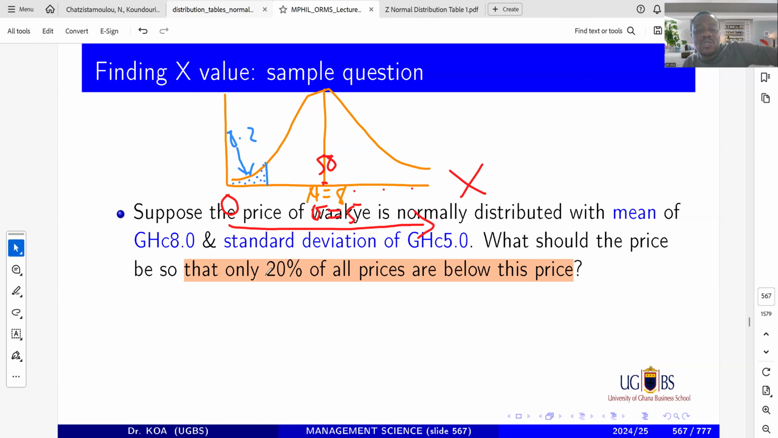Now, the question is that 20% of all prices are below this price. So yes, the shaded area here is something that is below 20%. There's a price, this question mark price, I don't know. It's an X value, I don't know. But what I know is that 80% of the prices are above this price. Let me repeat. I don't know this X value. But what I know is that 80% of the prices are above this, and 20% of the prices are below this.